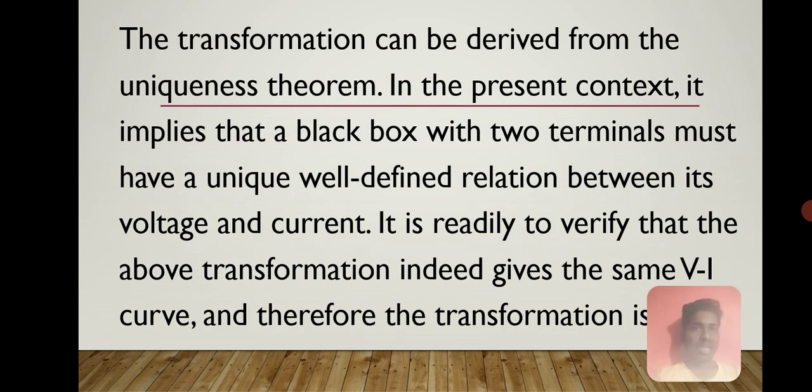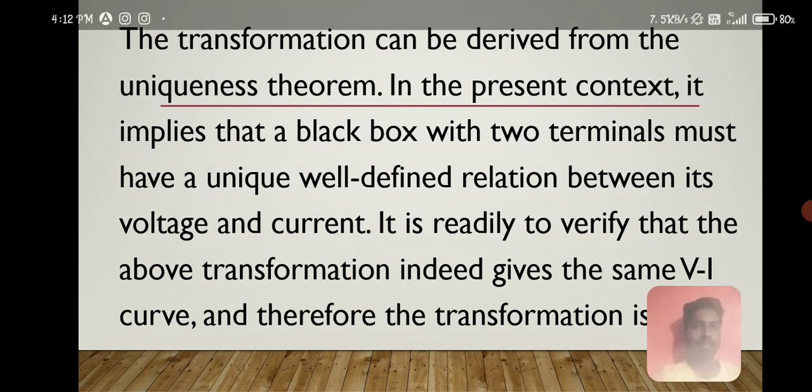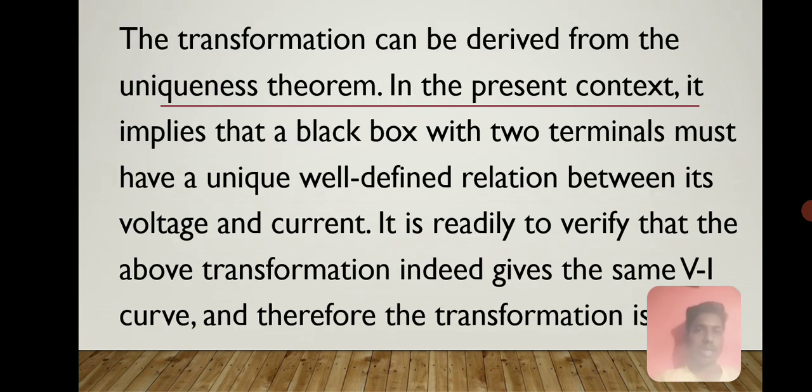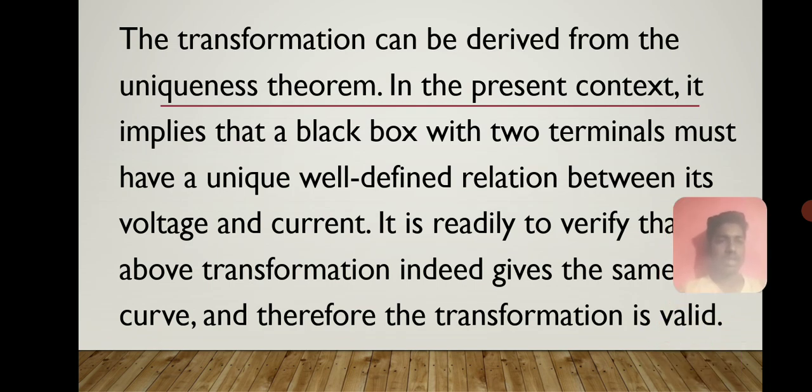The transformation can be derived from the uniqueness theorem. In the present context, it implies that a black box with two terminals must have a unique, well-defined relation between its voltage and current. It is easy to verify that the above transformation indeed gives the same VI curve, and therefore the transformation is valid.